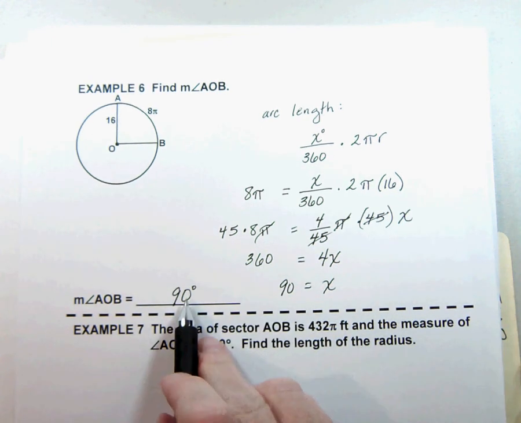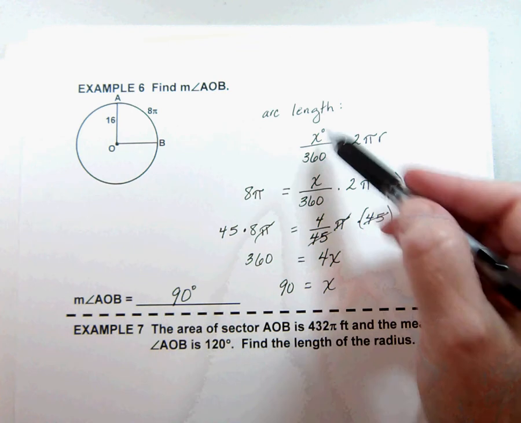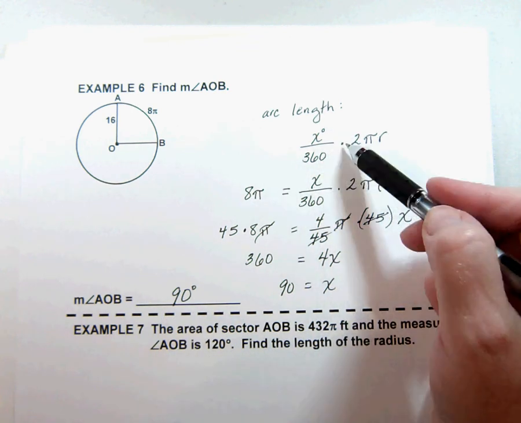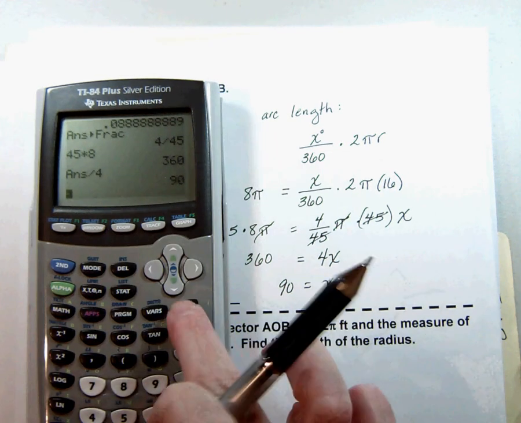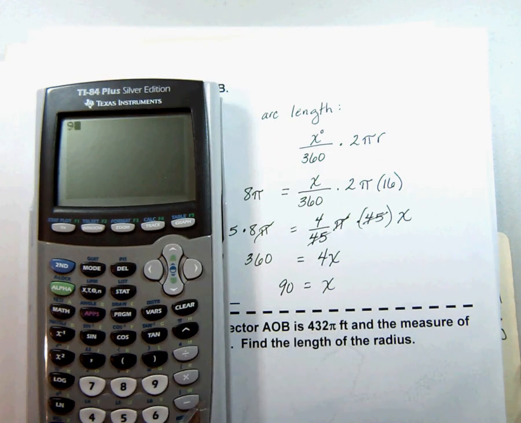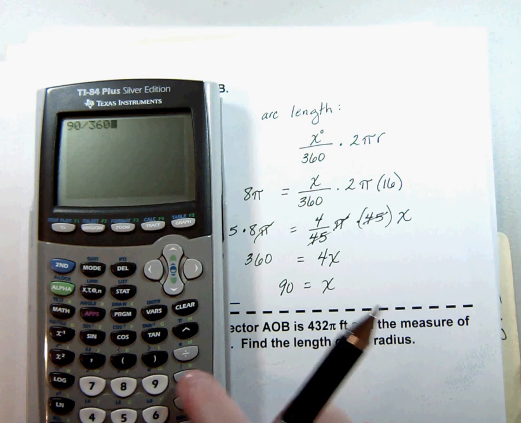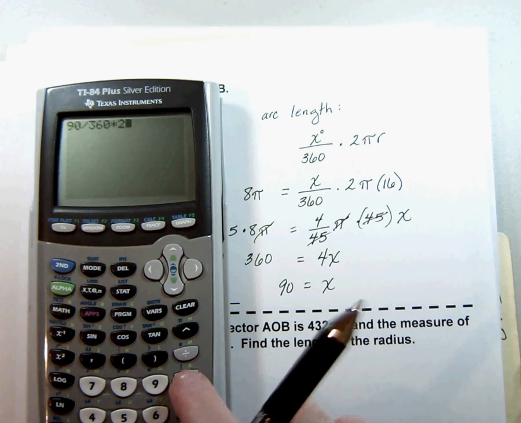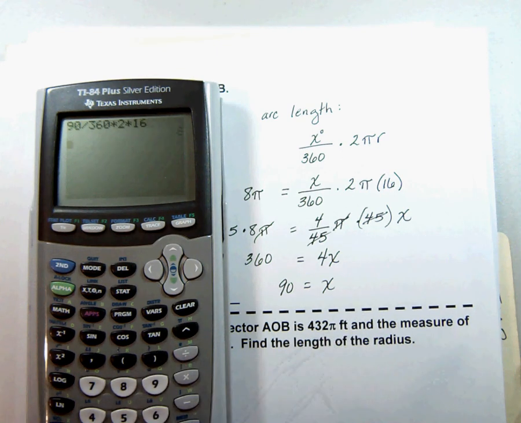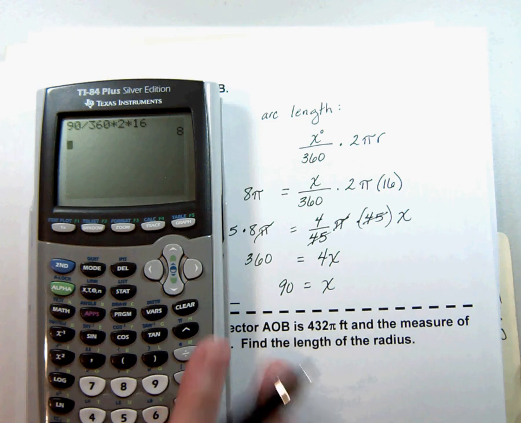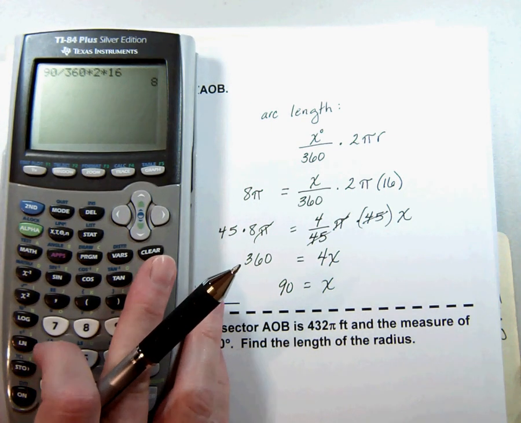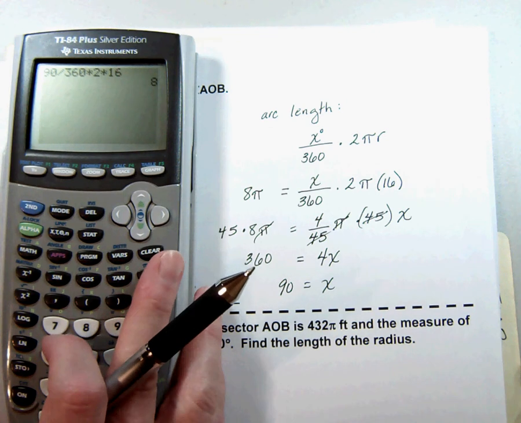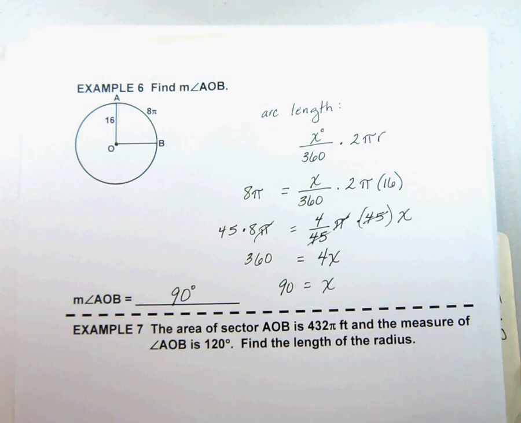You can always check it if you want to put the 90 back in. You could put 90 over 360. Let's do that real quick. I'm going to show you that. If I put 90 divided by 360 times 2 times 16, our answer is 8. So 8 pi. Can you see that? So 8 pi would be the arc length, and that was the one that they gave us. They gave us the arc length.